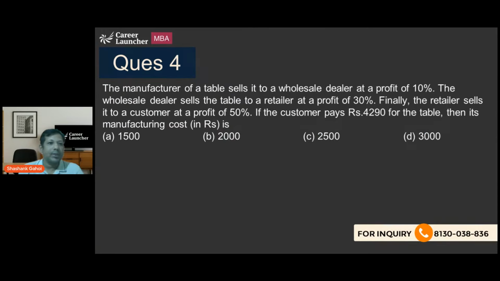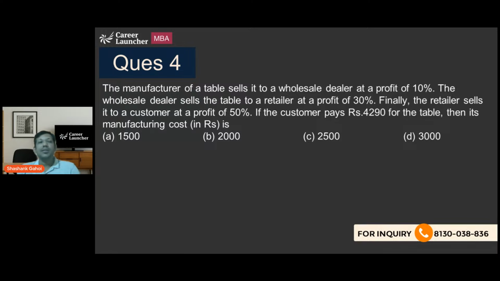The manufacturer of a table sells to the wholesale dealer at a profit of 10%. The wholesale dealer sells the table to the retailer at a profit of 30%. Finally, the retailer sells it to the customer at a profit of 50%. Customer pays 4290, then what is the manufacturing cost? So this is the question that is being asked.